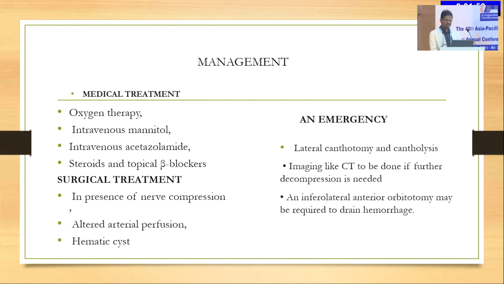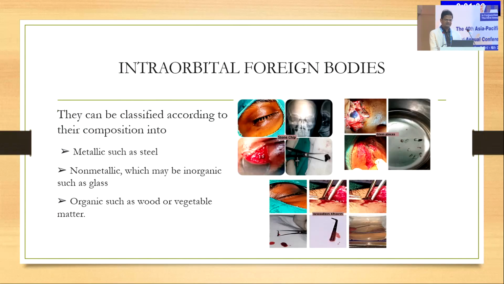For medical therapy, we can give intravenous mannitol, acetazolamide, steroids or topical beta blockers to counter the pressure effect in the orbit, because the orbit is a closed box. We can do a lateral cantholysis or canthotomy as an emergency procedure to relieve the pressure, which is a very simple procedure. After that, in most cases of RTA, which is an infected fracture, we can encounter a metallic or non-metallic foreign body a lot of the time.